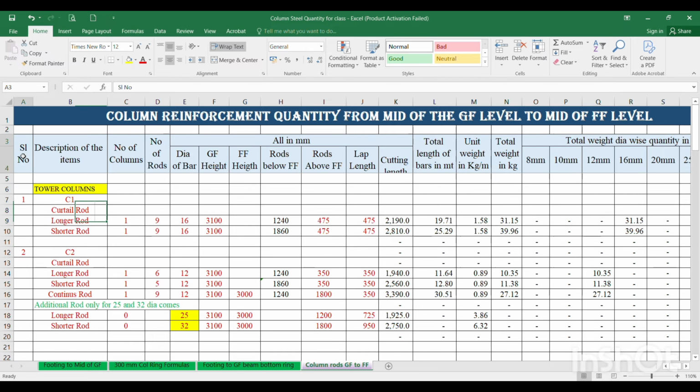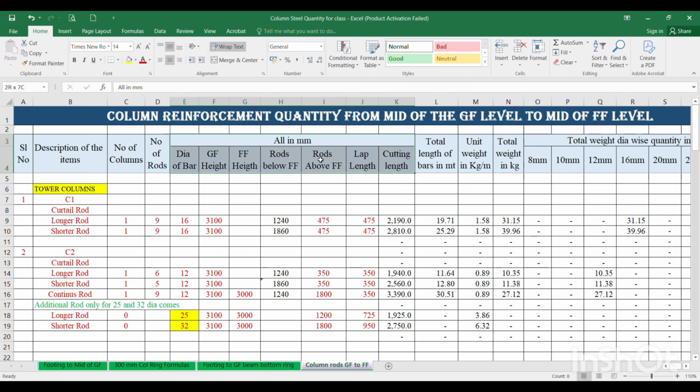So for this, this tabular column is created, and two column reinforcements I have calculated for explanation. First I will explain about the tabular column. This tabular column has, as usual, serial number, description of the item, number of columns, number of rods, dia of bar, ground floor height, first floor height, rods below first floor level, rods above first floor level, lap length, and cutting length. All these will be in mm.